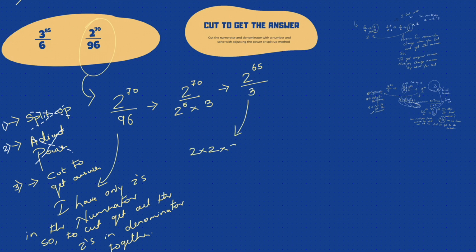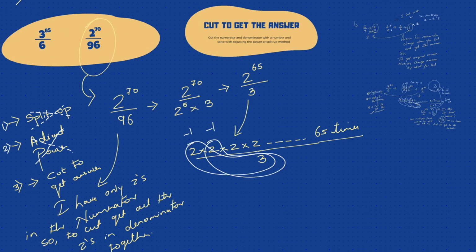What will I do right now? 2 into 2 into 2, how many times will I do this? 65 times, divided by 3. Guess it: 2 divided by 3 gives a remainder of minus 1, a negative remainder of minus 1. This is nothing but minus 1 multiplied 65 times divided by 3. Minus 1 multiplied an odd number of times is minus 1 by 3.